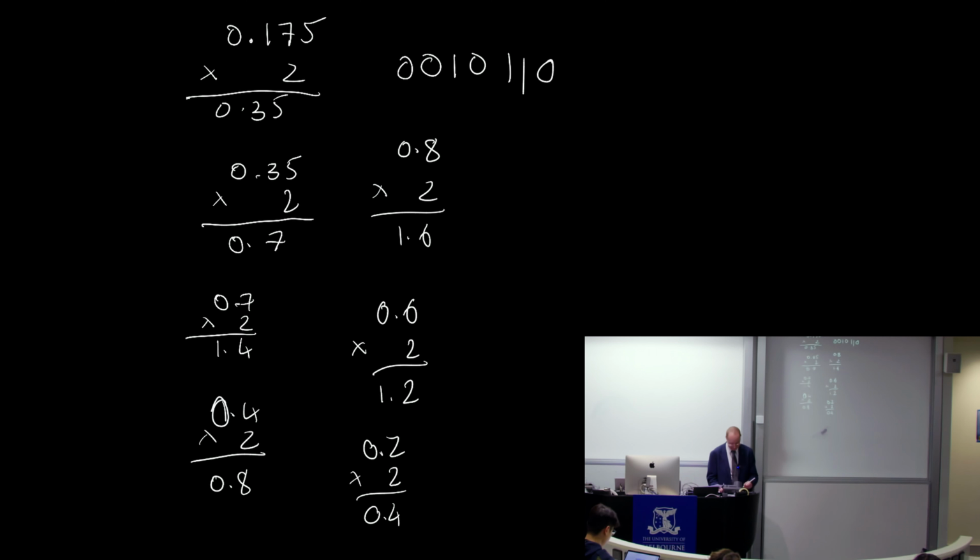Times 2 again. Uh-oh, we're running into a problem. What problem are we running into? A loop. So you'll notice that we have 0.4 here, but we already know the pattern that happens when we get to 0.4. When we have 0.4, we get 0, 1, 1, 0. So we get 0, 1, 1, 0, 0, 1, 1, 0, 0, 1, 1, 0. And so we could keep representing this going on and on.